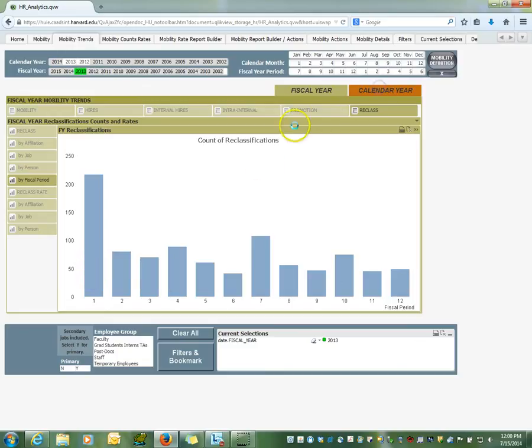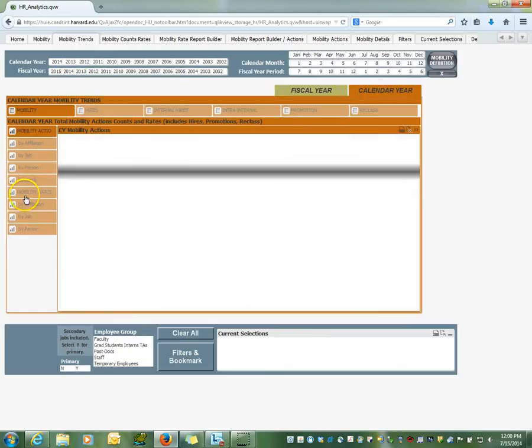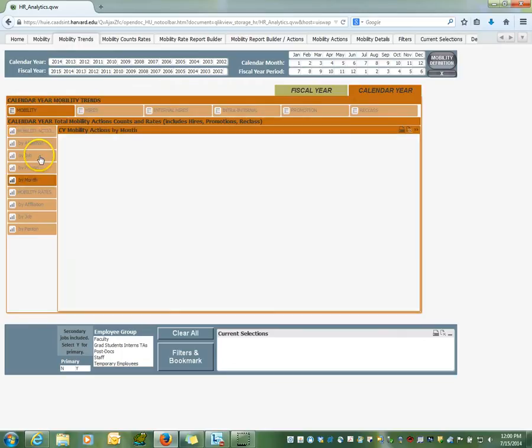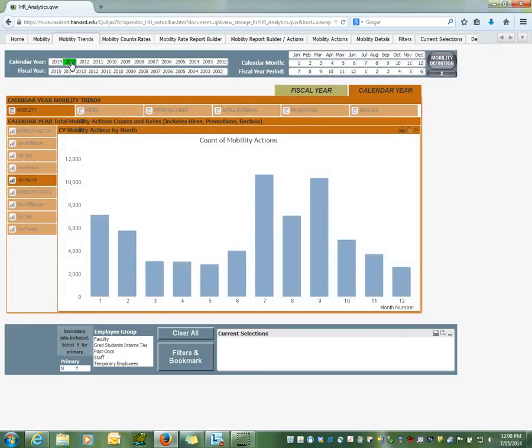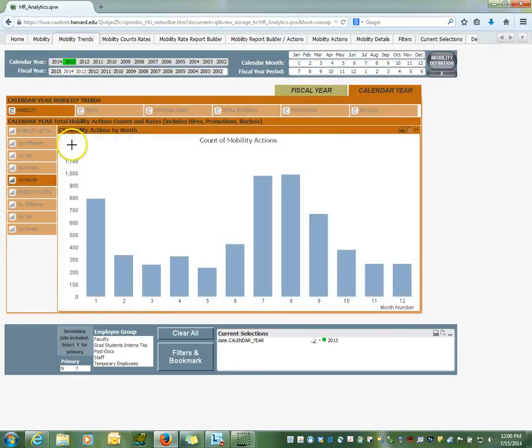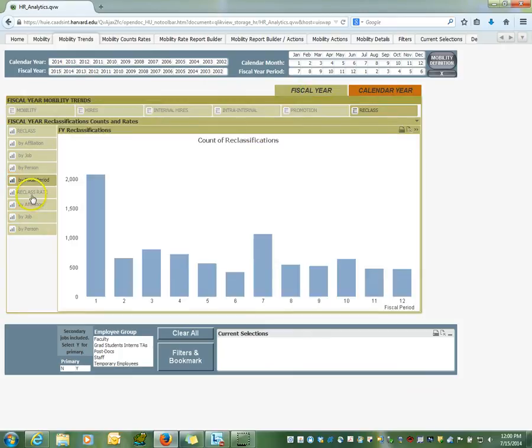If we look at the same thing in calendar year, then you can look at it by month. So you can see this is January, this is July and August and September. So these are our peak periods, and then we have low periods between those. I'm going back to the fiscal year period.